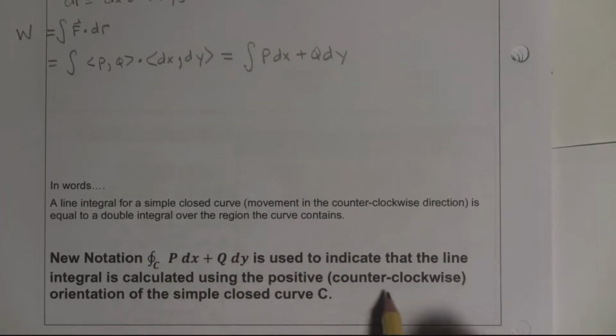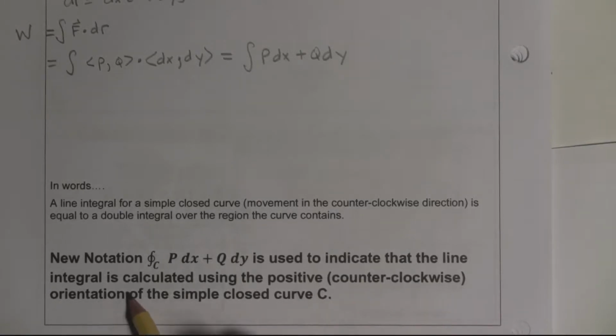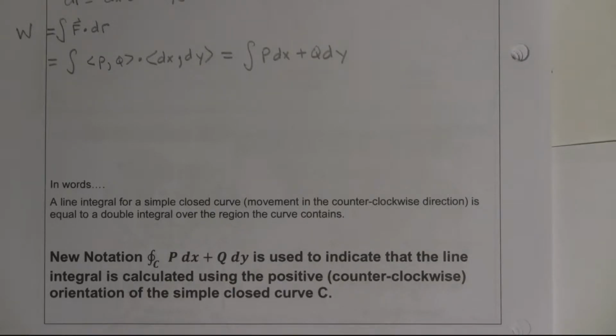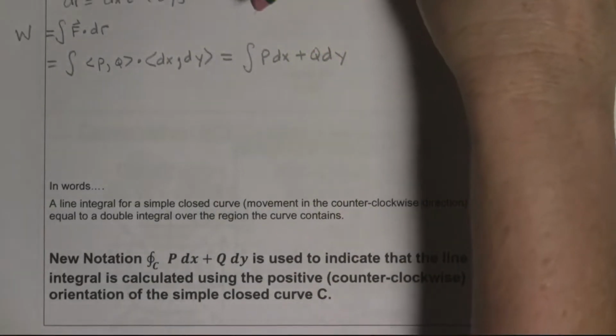Remember, that meant counterclockwise, and I got that inserted in between there, and I didn't mean to. I meant to put it at the end of a simple closed curve. So this symbol is advertising that it's a simple closed curve, and in the counterclockwise orientation.